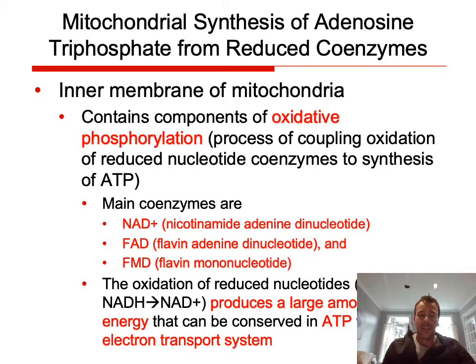The main coenzymes are NAD+, FAD, and FMN. The oxidation of these reduced nucleotides, so for example going from NADH to NAD+, produces a large amount of free energy that can be conserved in ATP via this electron transport system that we're going to talk about.